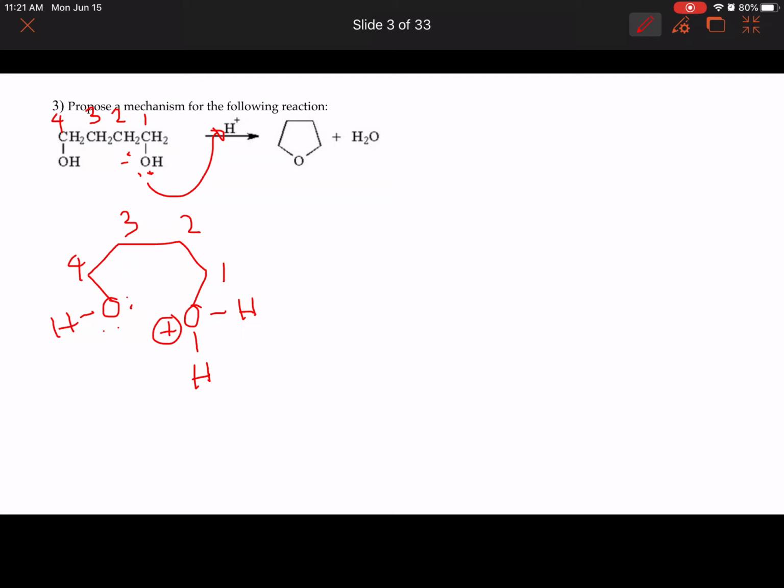Now the water molecule will not fall off by itself because you would be creating a primary carbocation, which is not going to be stable. So it will facilitate the leaving of the water molecule by attacking the hydroxyl group. Then this water molecule will fall off, generating a ring structure which is going to be something like that.